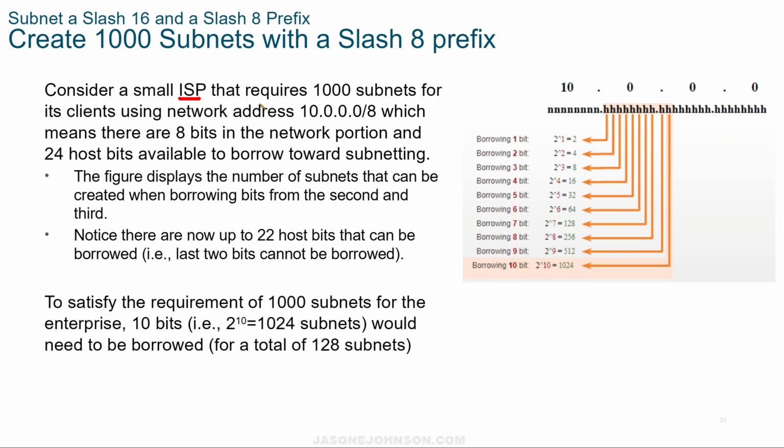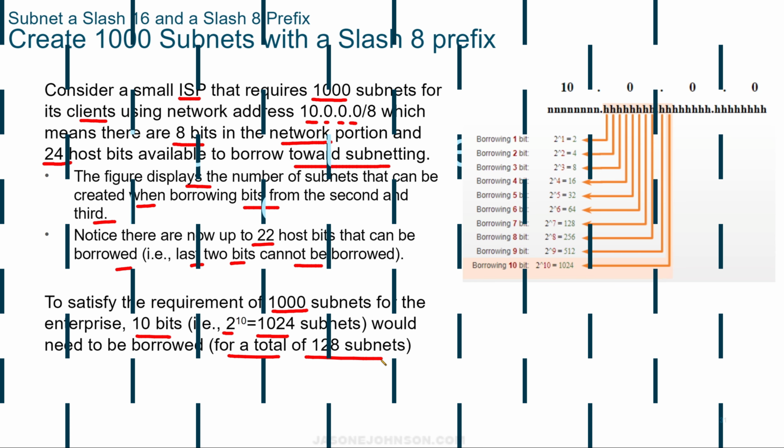Now, if we think about a small ISP that requires 1,000 subnets for its clients, using a network address of 10.0.0.0/8, which means there are 8 bits in the network portion and 24 host bits available to borrow towards subnetting. The figure on the right displays the number of subnets that can be created when borrowing bits from the second and third octet. Then we have up to 22 host bits that can be borrowed, and the last 2 bits cannot be borrowed. So to satisfy the requirement of 1,000 subnets, that's 10 bits, 2 to the 10th power equals 1,024 subnets, and that would need to be borrowed for a total of 1,024 subnets.